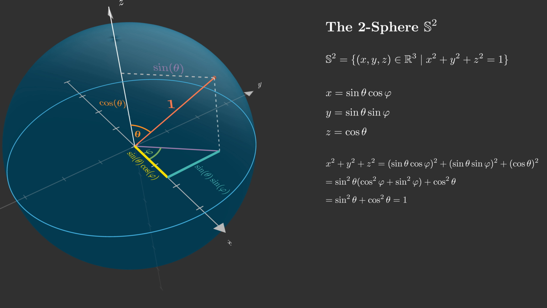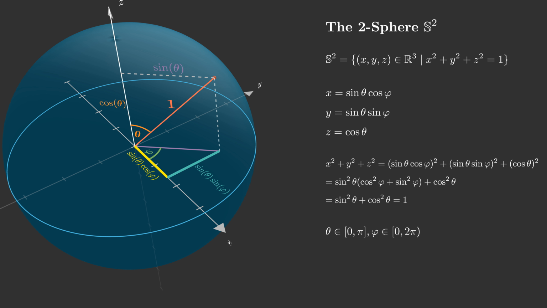We let theta vary from 0 to pi, and phi in the half-open interval from 0 up to 2 pi, not included. These formulas sweep out the entire sphere. Limiting theta to be in the 0 to pi interval ensures a unique parameterization of each point except the poles.